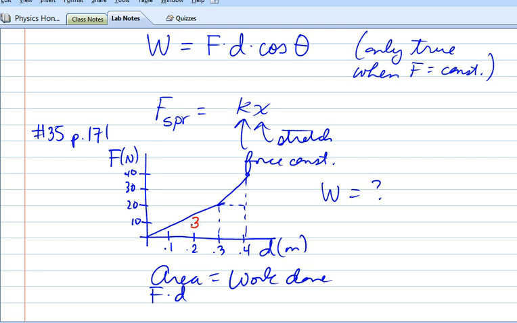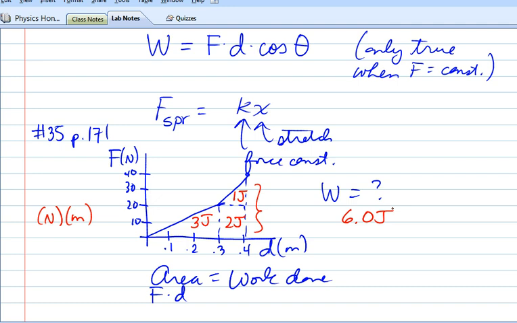Now what kind of units should we have? Well, we have newtons times meters, which are joules. Okay, in the rectangle we have 0.1 times 20, or 2 joules, and in the last triangle we have 0.1 times 20 times a half, which I think is 1 joule, and if you add all of those up you get a total work of 6.0 joules.